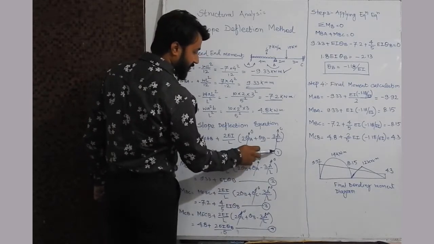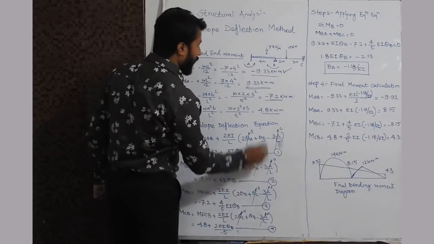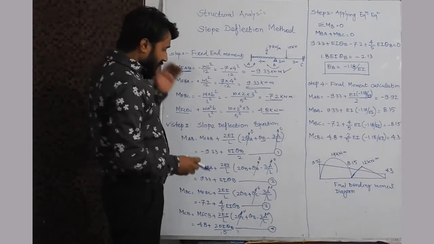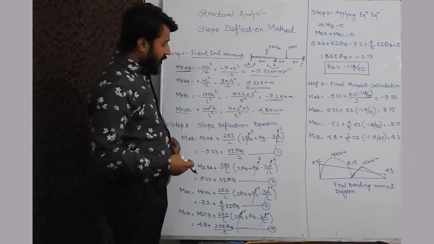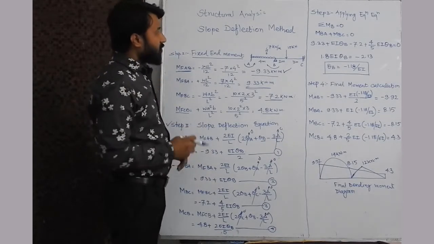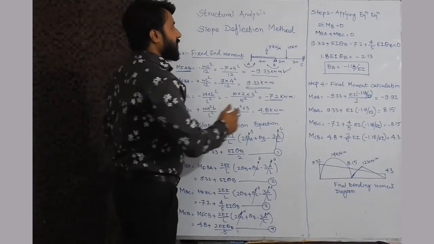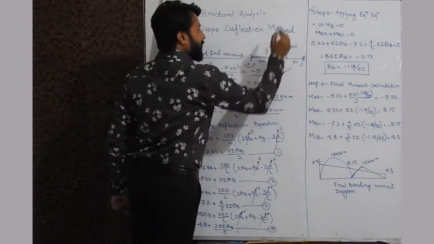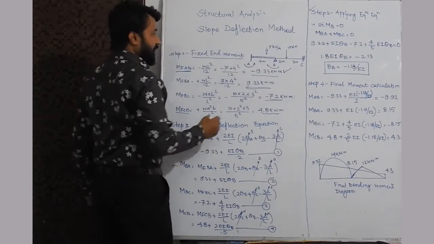So we are getting equations number 1, 2, 3, 4. There are only 2 members. Now if you see all these equations, only one unknown is there, theta B. So according to that we will apply the equilibrium equation in step number 3. And we will apply the equation of equilibrium at joint B.